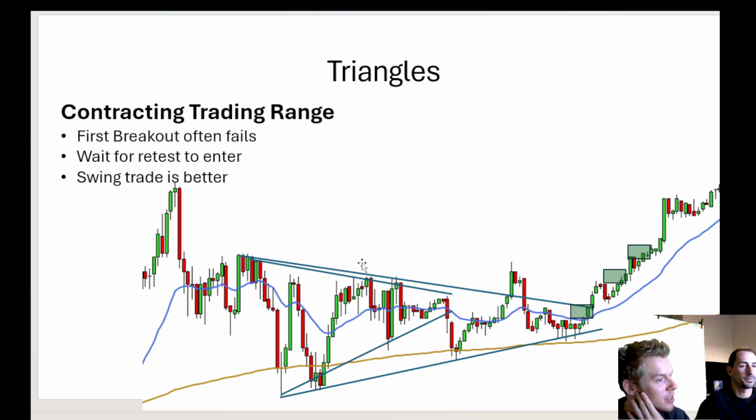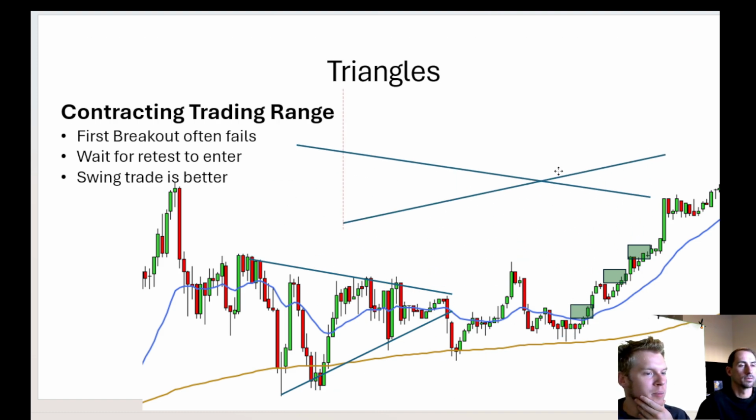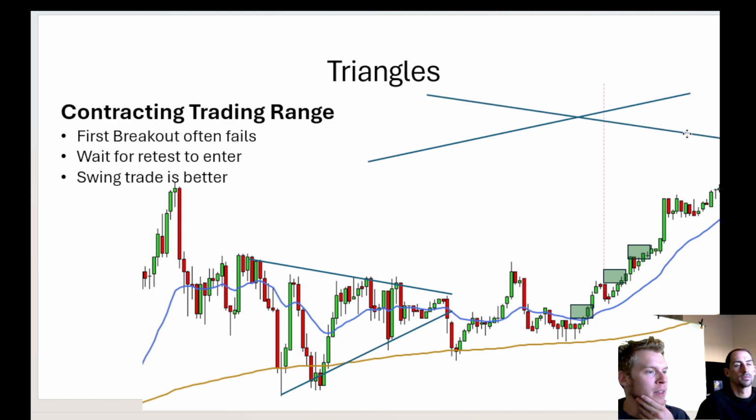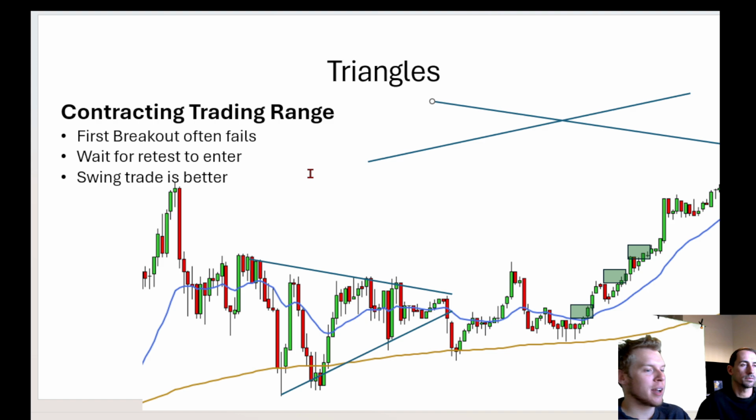Last thing we've got is triangles. Kind of move that out of the way. So a triangle is a trading range, but it's contracting. It's where the highs are getting lower and the lows are getting higher. So anytime you can draw a line going down and a line going up, then you can call that a triangle. Now, the first breakout of the triangle often fails.